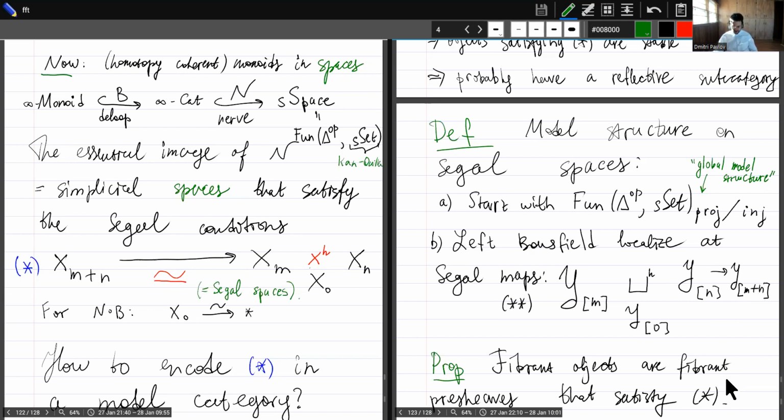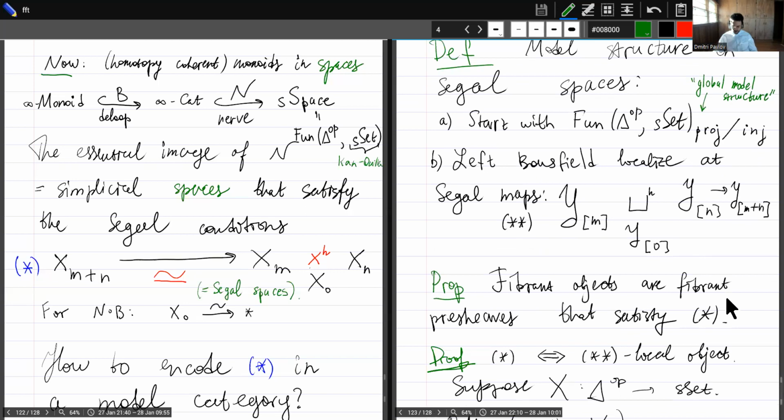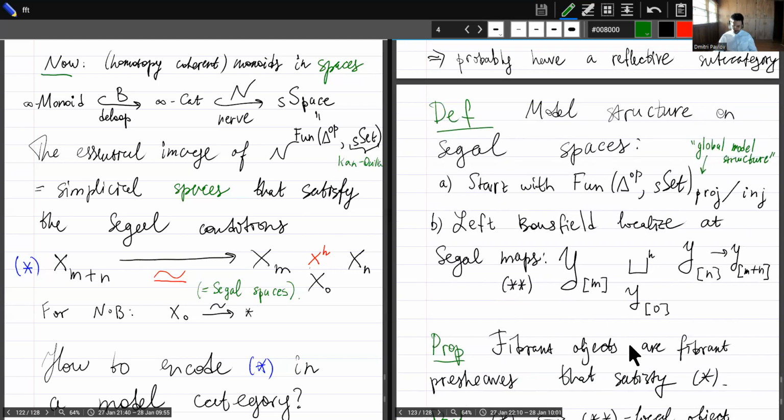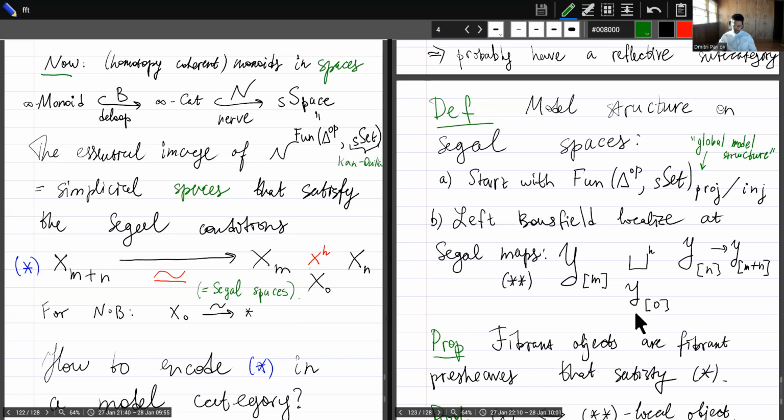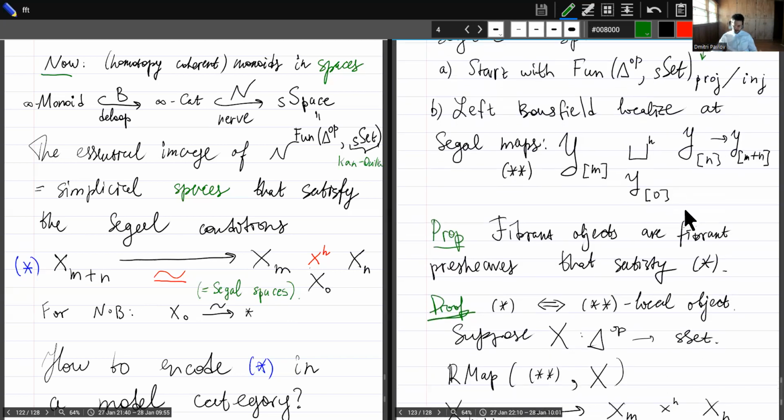Okay, and the observation to make here is that fibrant objects in the resulting model structure are precisely fibrant presheaves in the global model structure. So in the case of the projective model structure, these will be precisely presheaves of Kan complexes. And these fibrant presheaves must further satisfy the Segal condition here. And the proof is really simple.